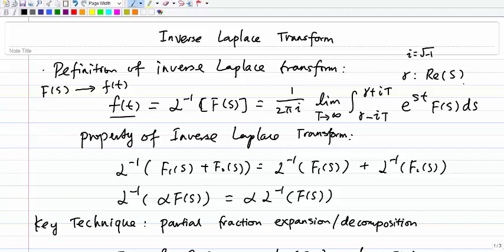Even though I have the definition, you don't have to remember it for all of the following computation. We never use this definition to compute the inverse Laplace transform because it's really complex.